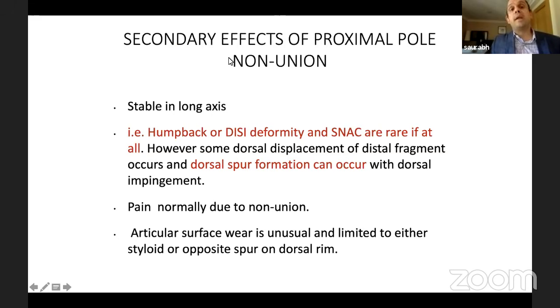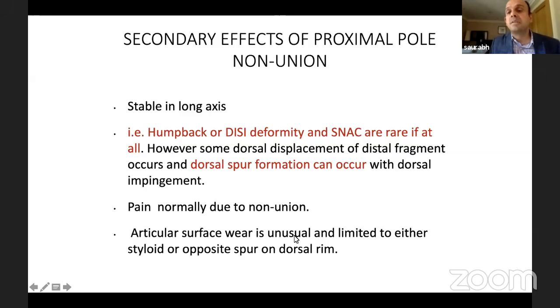Now, secondary effects, i.e. natural history. We know humpback doesn't happen because it's stable in the long axis. DISI deformity doesn't happen. If it's not collapsing, SNAC won't happen. But yes, it can have some dorsal spur formation, some dorsal osteophytes. And as I was telling you, this line is important: articular surface wear is unusual.